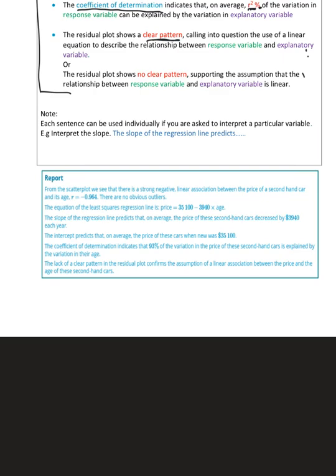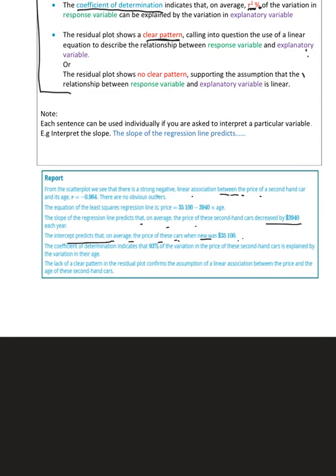From the scatter plot, we see that there is a strong negative linear association between the price of a second-hand car and its age, R equals negative 0.964. There are no obvious outliers. The equation of the least squares regression line is price is equal to 35,100 minus 3,940 times the age. The slope of the regression line predicts that on average, the price of these second-hand cars decreased by $3,940 each year. The intercept predicts that on average, the price of these cars when new was $35,100.